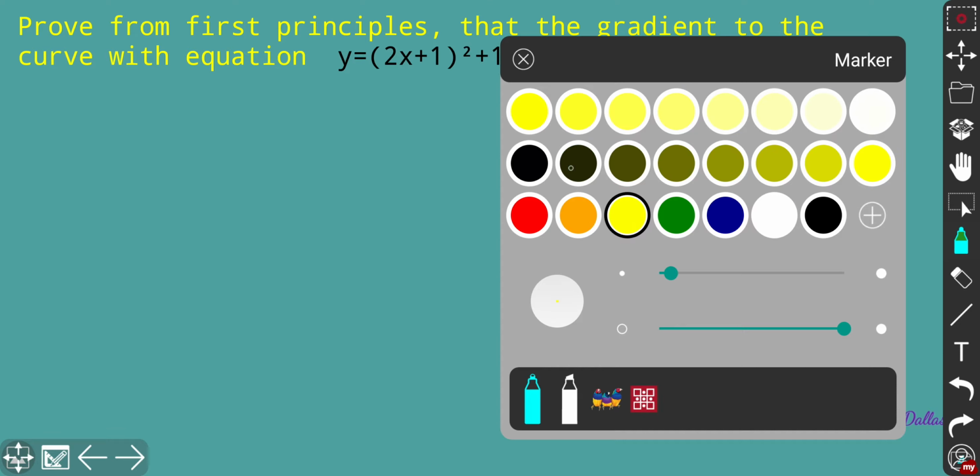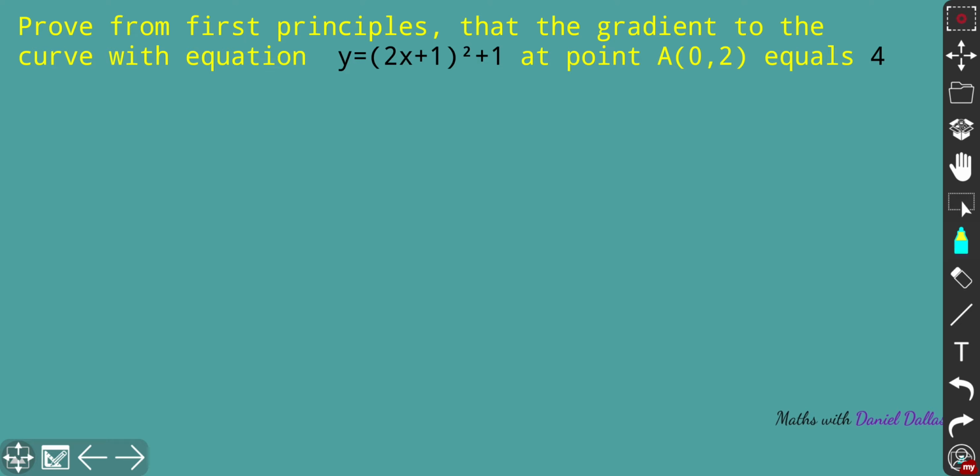Hope it's pretty clear. Using the same principle, we need to find or prove that the gradient to the curve with the equation y equals (2x plus 1) squared plus 1 at point A (0, 2) equals 4. Okay, so the gradient of the function at the point A is equal to, again, y prime. That means you do the same.